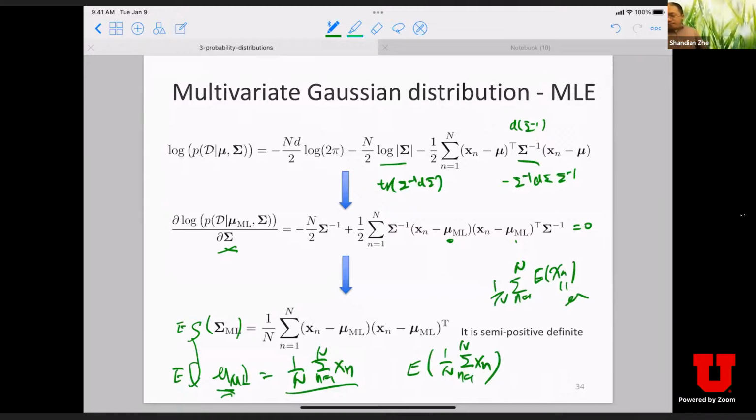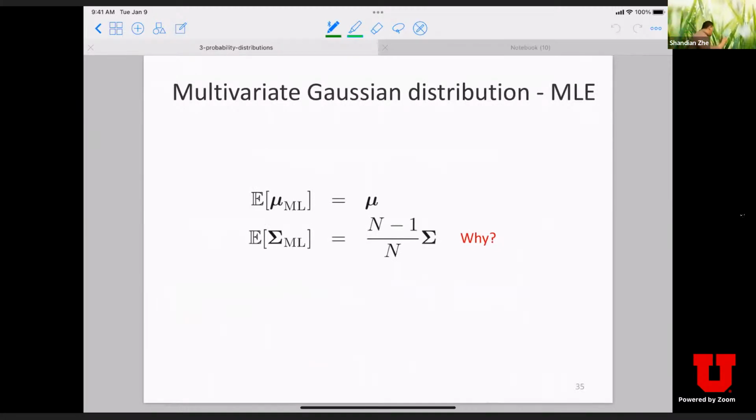But what's the case for the covariance matrix estimate? The maximum likelihood estimate of the covariance matrix is unfortunately biased. That means if you take the expectation of your maximum likelihood estimation of sigma, it won't give you sigma. It will give you big N minus 1 over N times sigma. The version with N minus 1 is the unbiased estimate.